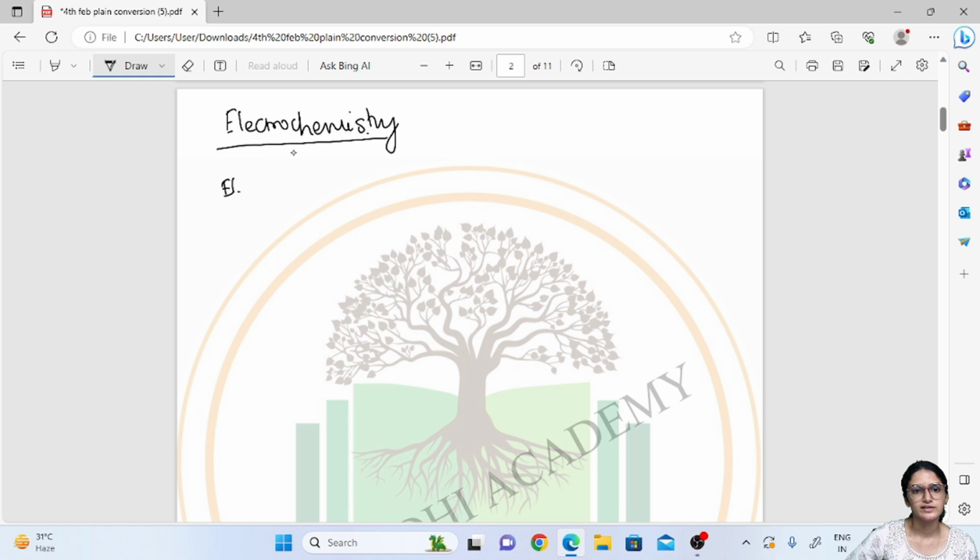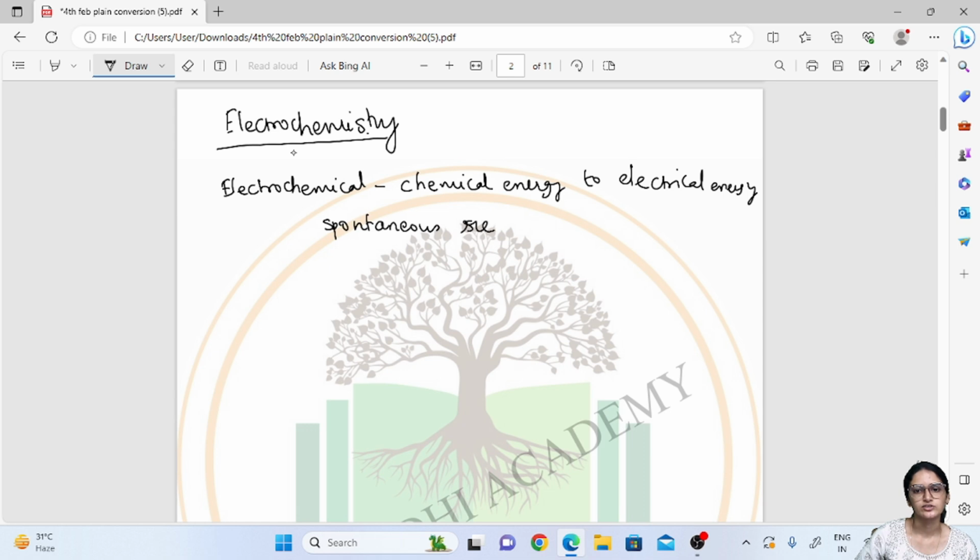First we will see about the electrochemical reaction or electrochemical series. In an electrochemical reaction, we are converting chemical energy to electrical energy. Meaning we are carrying out a reaction in which a chemical reaction is used to convert that energy into electrical energy. This is a spontaneous reaction because the chemical reaction takes place spontaneously to give the electrical energy.